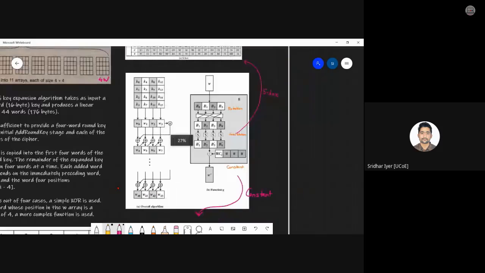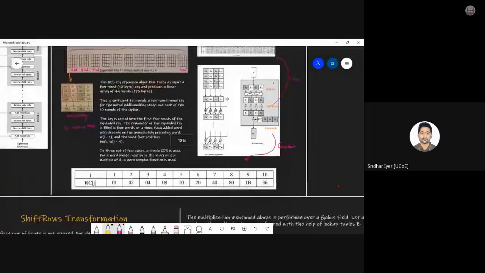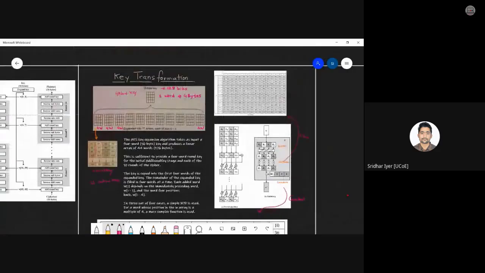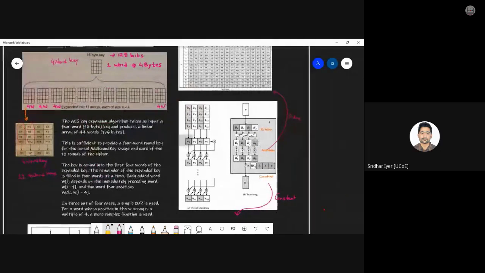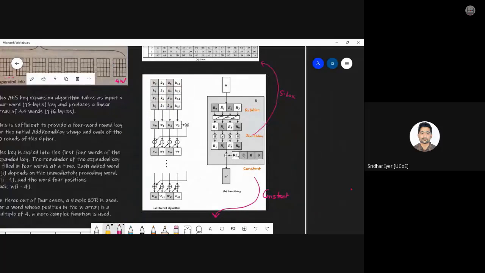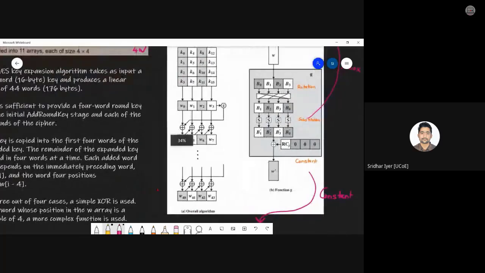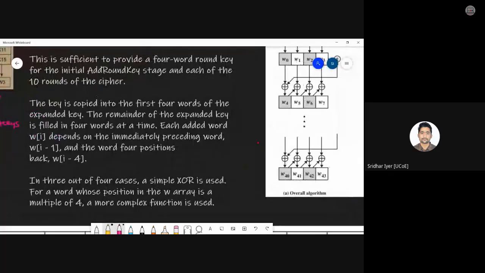Although you may not be required to write each and every step in the exam, it is very important from the understanding point of view that we know how exactly we got this key transformation, these 44 words, etc. So for that only I'm focusing on the internal arrangements, internal structures also. So just have a look at what we need to do.